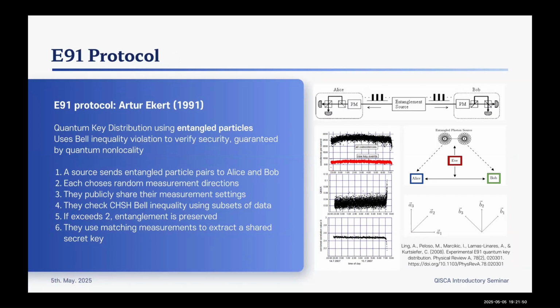They then publicly share which basis they chose. Using some of the data, they test the CHSH form of Bell's inequality. If the result exceeds 2, it confirms that entanglement is preserved and Eve has not interfered. From the matching measurement outcomes, they extract a shared secret key. This method is fundamentally different from BB84 since the key is generated by correlation in entangled particles, not by the state preparation of a single party.